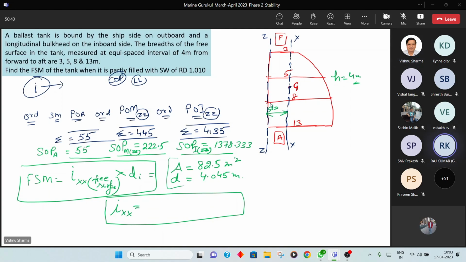Sir, IZZ minus A into D square. Very good. IZZ minus A into D square. Correct, guys? This is minus out here, right? You write the theorem of parallel axis between XX and ZZ in your rough and see what you are getting. IXX equal to. That is what has to come here. Correct, guys?